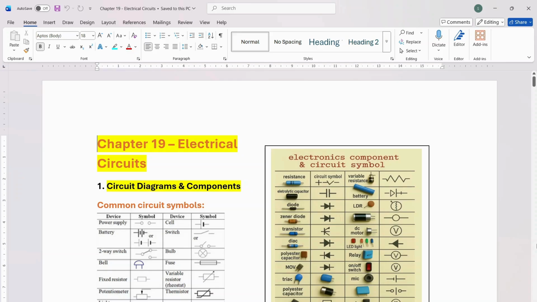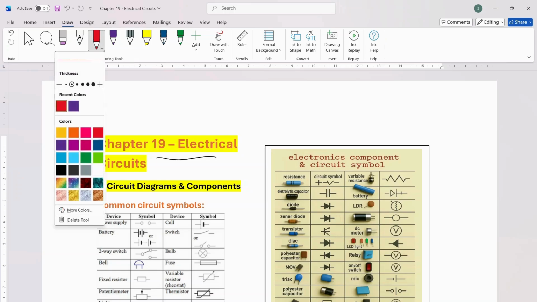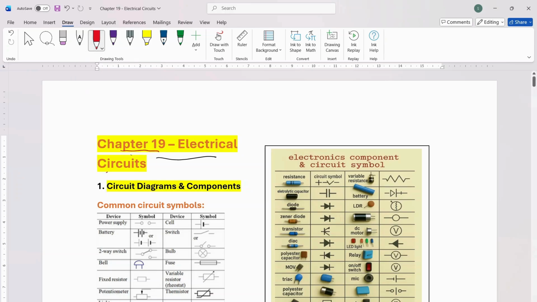Our next chapter is chapter 19, electrical circuits. Here we can see some circuit diagrams.